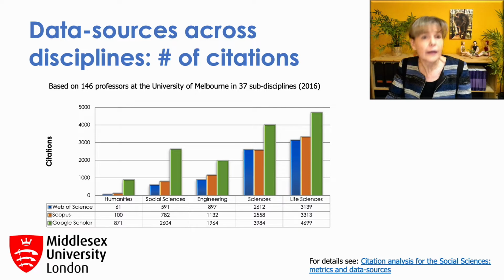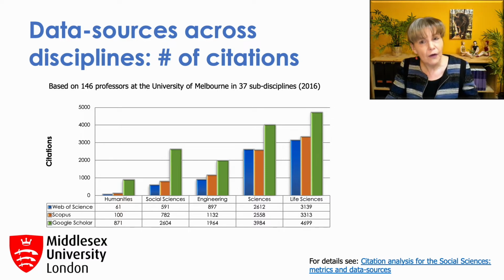Google Scholar, as the most comprehensive data source, provides the highest number of citations for each of the 5 disciplines. However, the difference between the disciplines is much lower for Google Scholar than it is for the 2 other data sources, with the humanities and the social sciences in particular benefiting from Google Scholar's much broader coverage, including a larger number of journals in their field, as well as books, book chapters, and other types of publications.